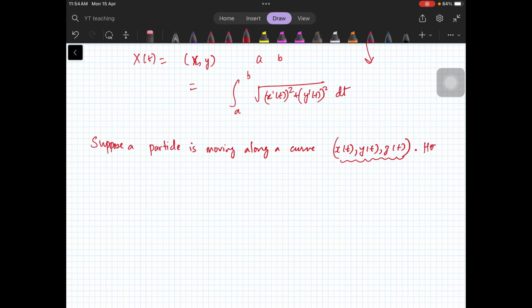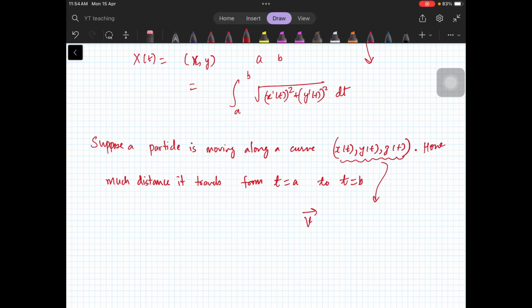How much distance does it travel from t equal to a to t equal to b? So how do you calculate that? You know this is the position vector of the particle, right? So we'll get the velocity vector first.